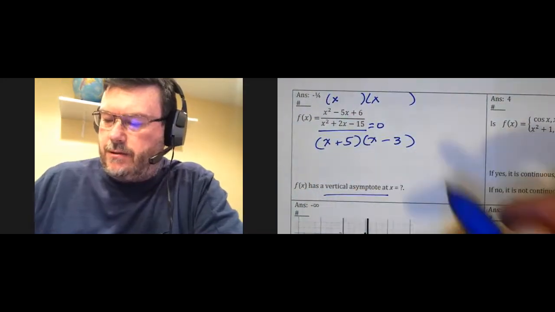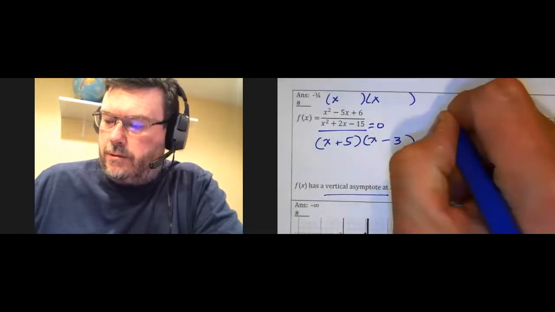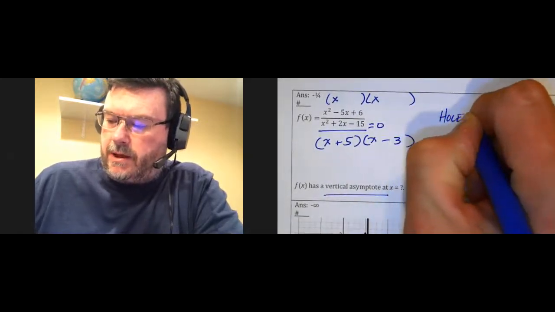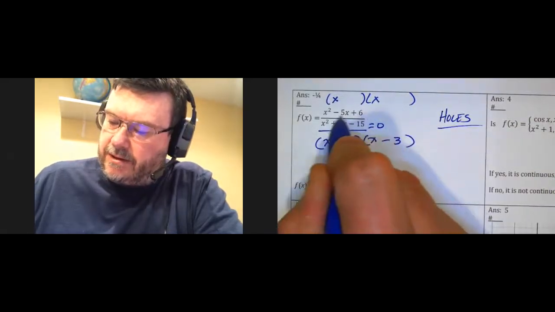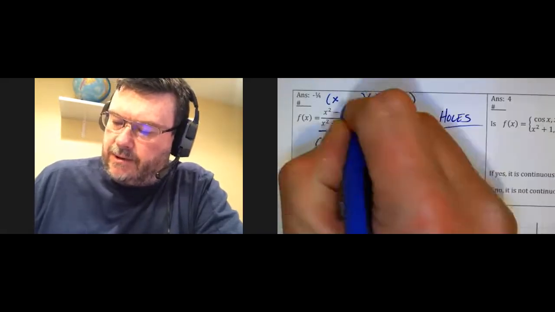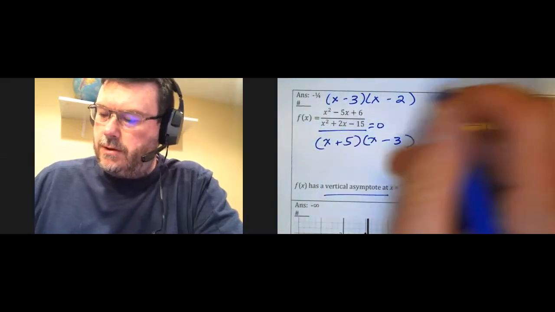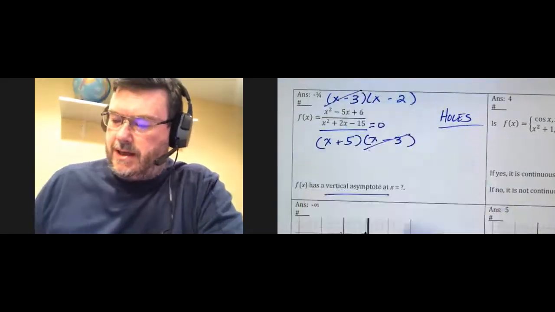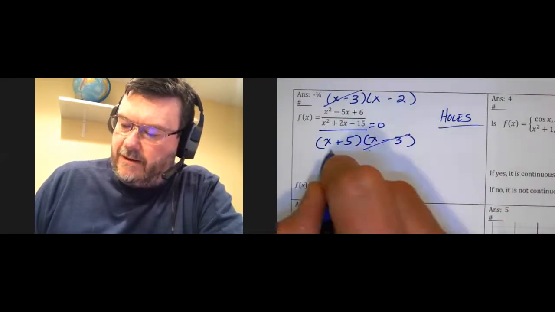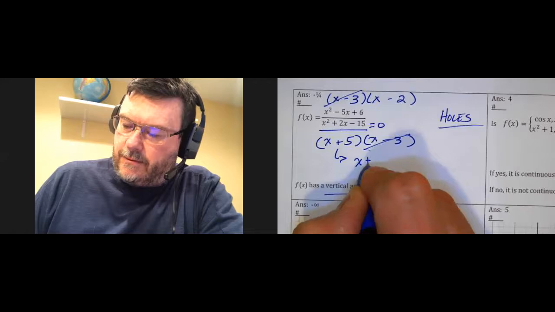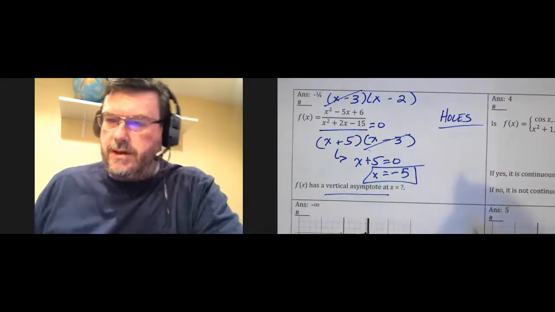So what we have to do is we have to make sure that we have no holes in these. So we're going to make sure if we're looking for holes. So I need factors of 6 whose sum is negative 5. So that would be negative 3 and negative 2. And if you notice that these two are going to cancel. So I'm looking kind of at x minus 2 and x plus 5. I want this not to equal 0. So x is equal to negative 5.